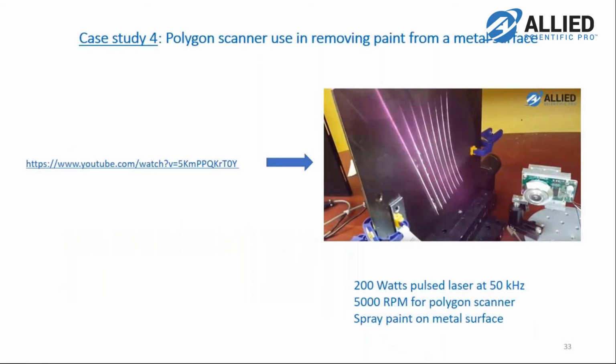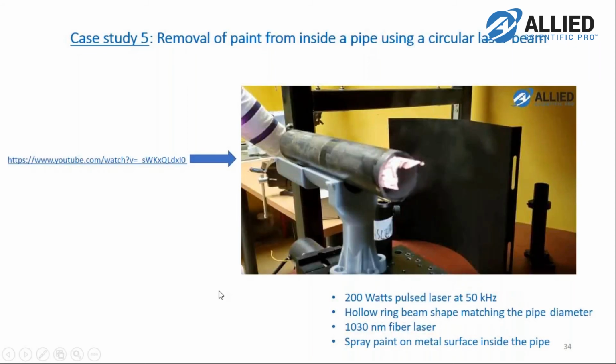And here is another video where we used the 200-watt pulse laser at 50 kilohertz with the galvo, basically the polygon scanner. The polygon scanner, which is rotating very fast, generates all these lines. And basically it could remove the spray paint from the metal surface.